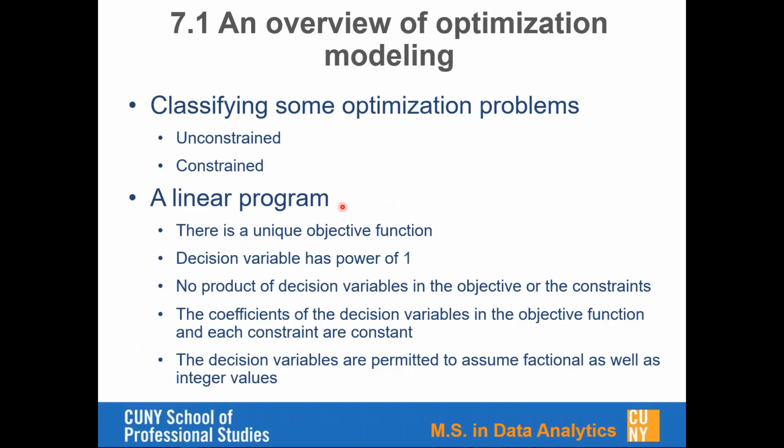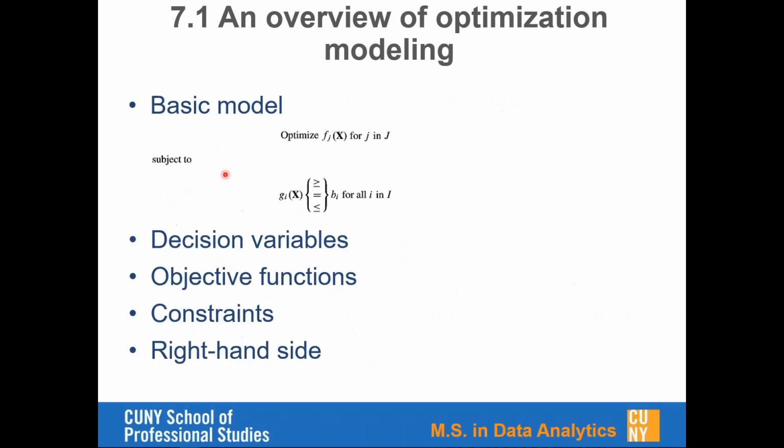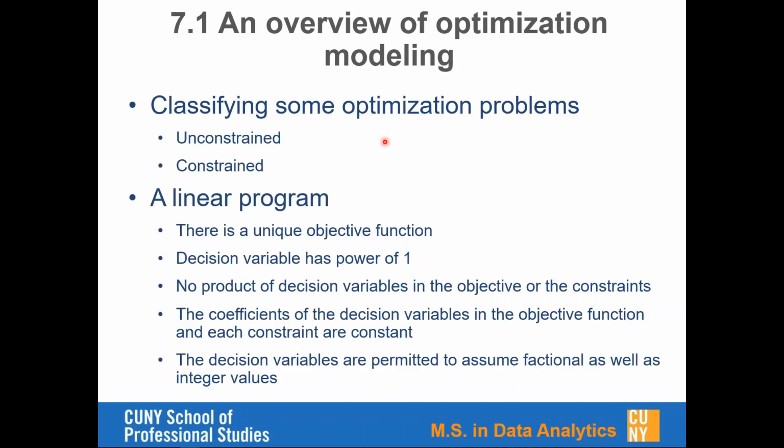So let's see, an optimization problem can be classified as unconstrained or constrained. If you don't have any constraints, you only have an objective function, then that's called unconstrained optimization. If you have an objective function as well as constraints, then it's called a constrained optimization problem. And then let's take a look at what a linear program is.